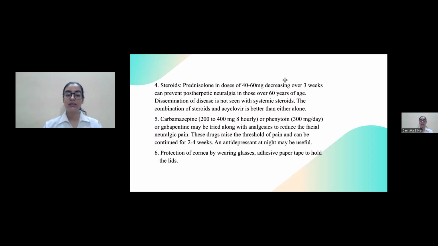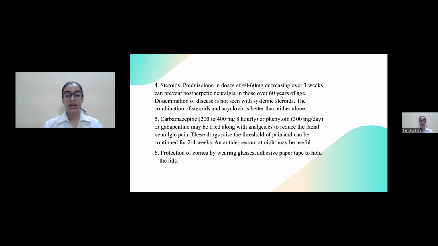Dissemination of the disease is not seen with systemic steroids. The combination of steroids with acyclovir is better than either alone. Now we can also give carbamazepine or phenytoin or gabapentin. There could be protection for the cornea by wearing glasses or adhesive paper tape to hold the lids. We can also give an antidepressant at night, which could be useful as well.